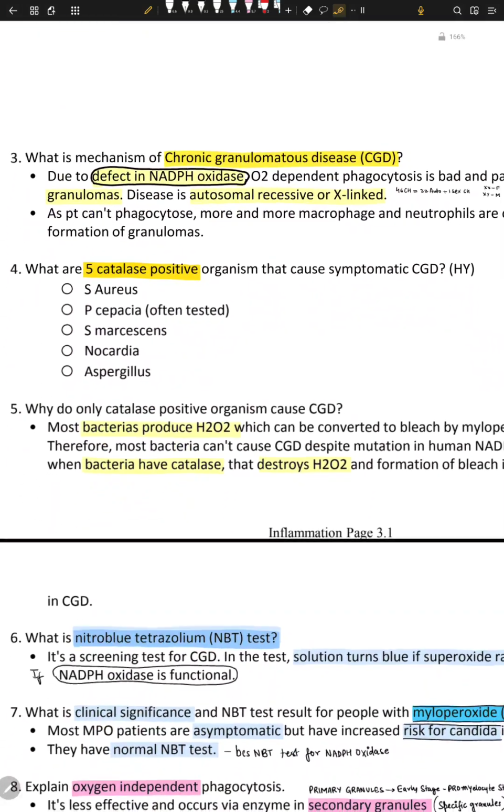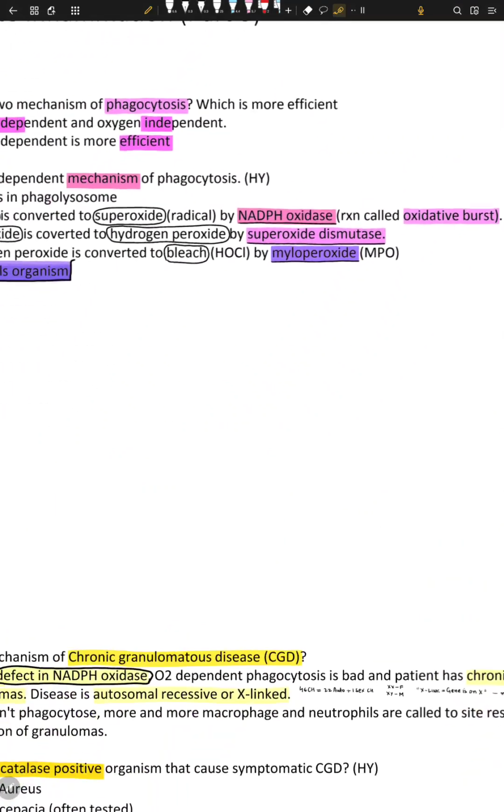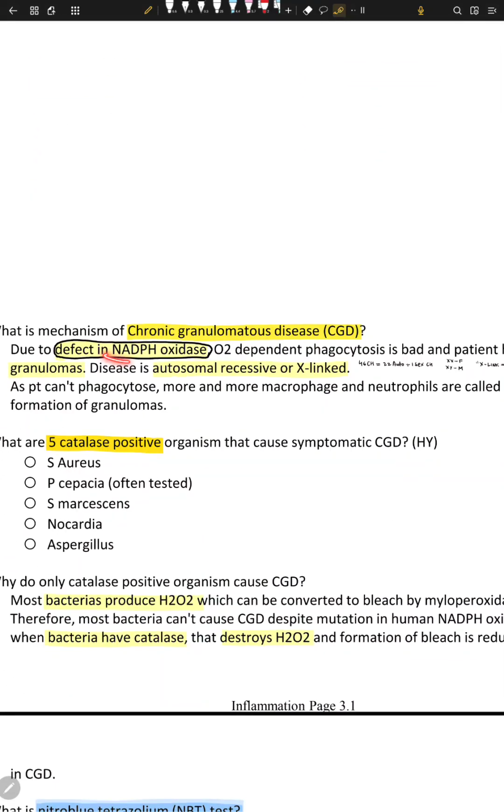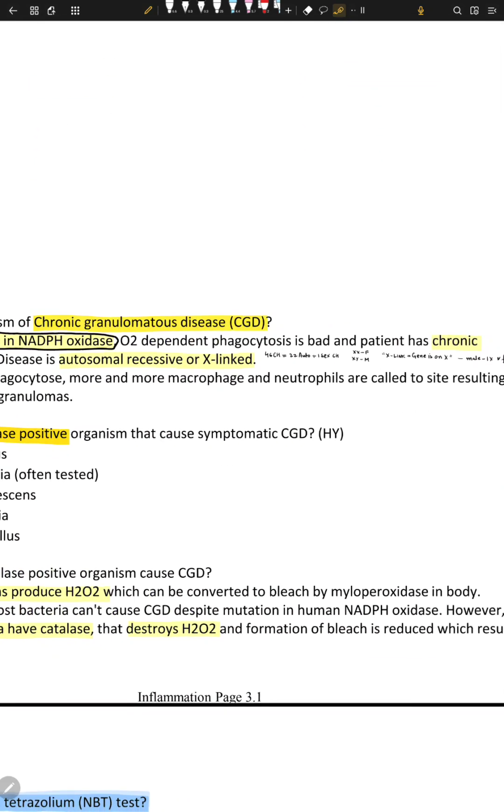This is the main oxygen dependent pathway of phagocytosis. Okay, what's the mechanism of chronic granulomatous disease? It is due to a defect in NADPH oxidase. So there is a defect in the first step. If there is a defect in the first step, oxygen won't be converted into superoxide. If superoxide is not getting made, the bleach will not be made, because the first step is messed up. So NADPH oxidase is messed up, and oxygen dependent phagocytosis will not happen.